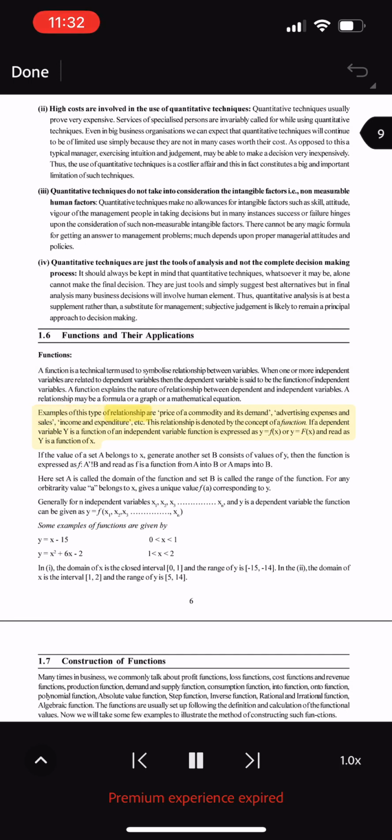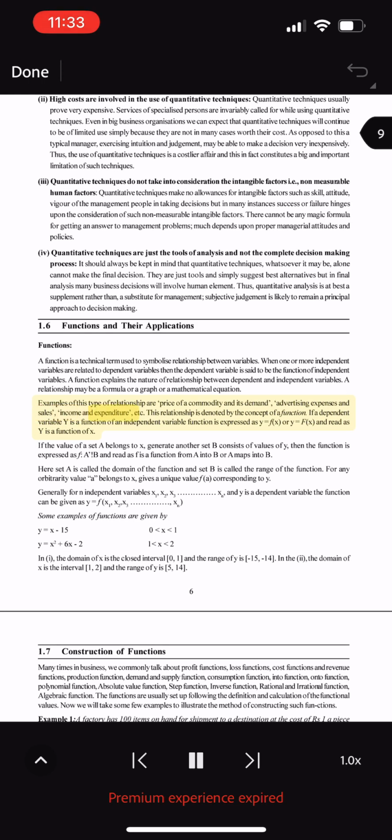Examples of this type of relationship are the price of a commodity and its demand, advertising expenses and sales, income and expenditure, etc.